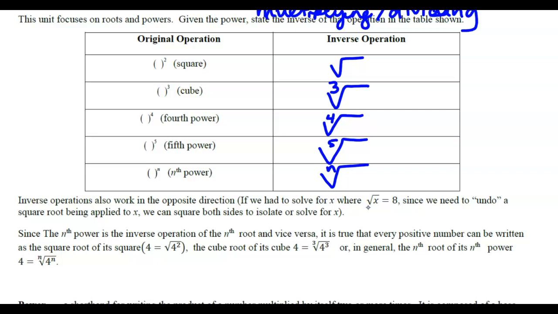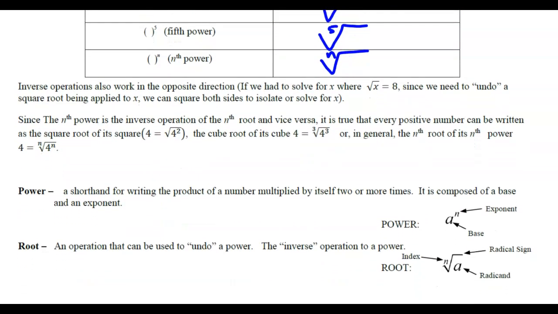Since the nth power is the inverse operation of the nth root and vice versa, it's true that every positive number can be written as a square root of its square. So 4 is the square root of 4 squared. Cube root, 4 is the cube root of 4 cubed. And remember that we always take the positive root when we have a root symbol.